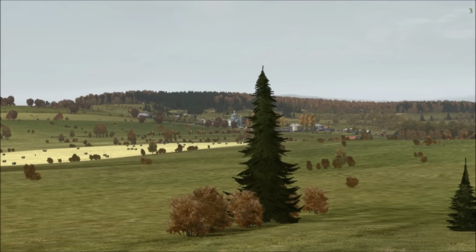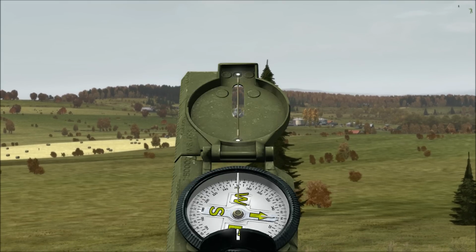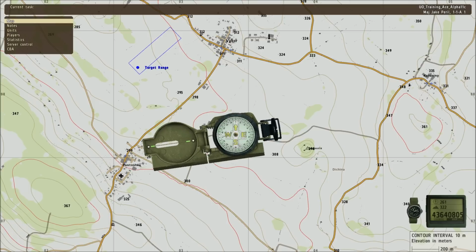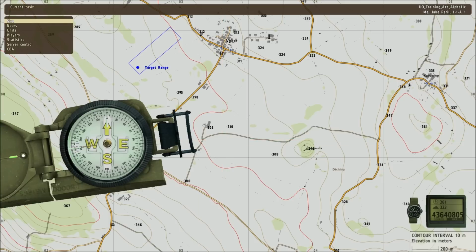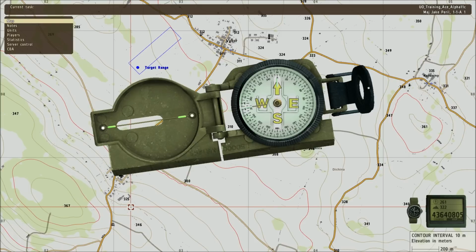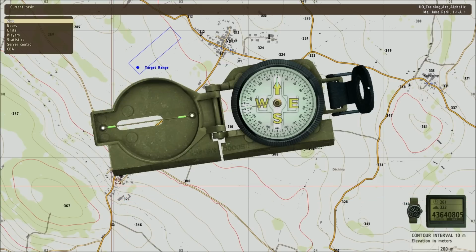To aim at a landmark, you bring up your compass and use the sight at the top. This gives me the azimuth, or direction to the target, in this instance 260 degrees. While I am pointing at the target, I bring up my map. You will see that the compass on the map also points in the same direction of 260 degrees. I resize the compass by double-clicking on it and bring the straight edge on the church on the map. Then I draw a line along the edge either by using the Ace Map tools or simply using the standard Arma map markers.